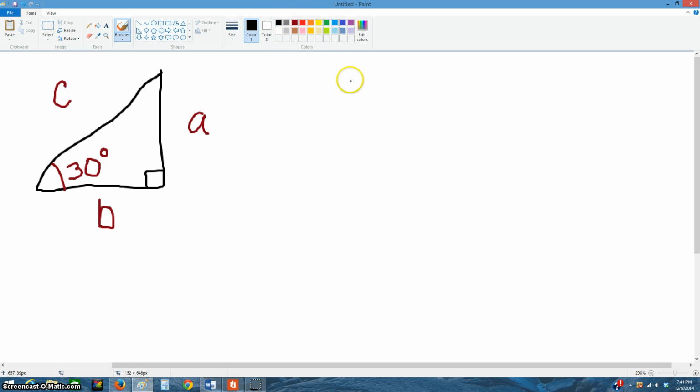So let's go ahead and just say what A over B is. So here's A over B. With respect to your 30 degrees, A is considered to be opposite, adjacent, or hypotenuse? Opposite, that's right. And your B is considered to be opposite, adjacent, or hypotenuse? Adjacent, that's right.